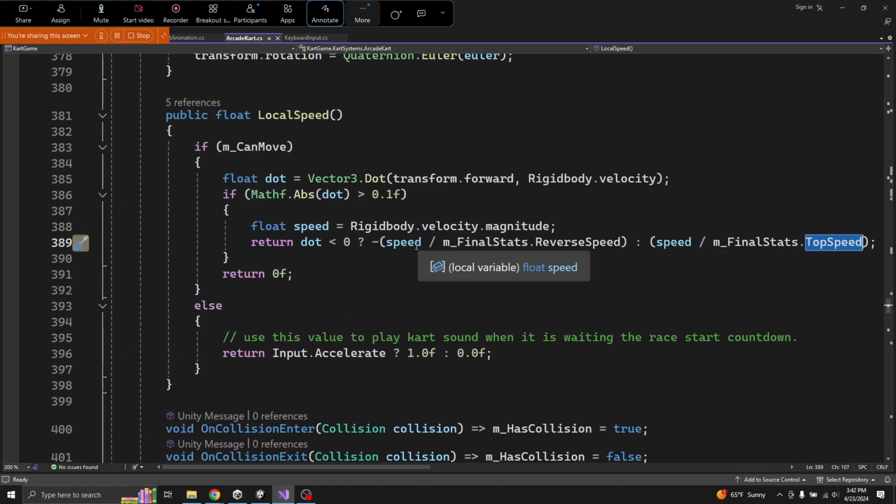And if dot is negative, take our speed divided by our reverse speed, because we're going in reverse, and then flip and give us the negative of it. So it'd be something negative between 0 and negative 1. All right.